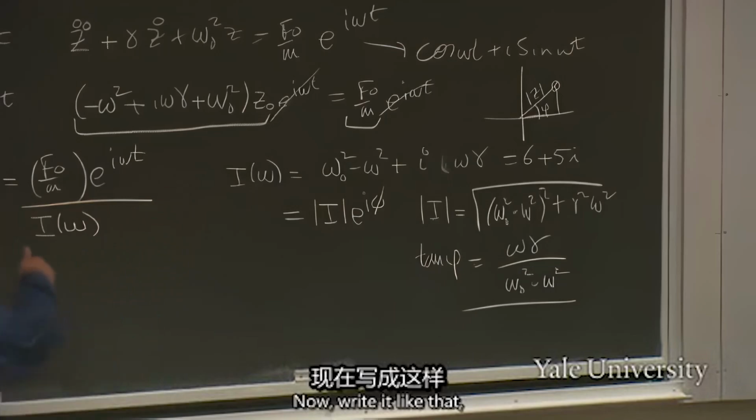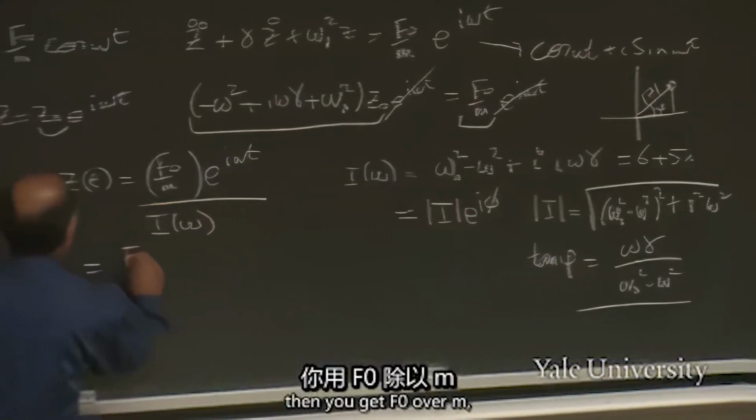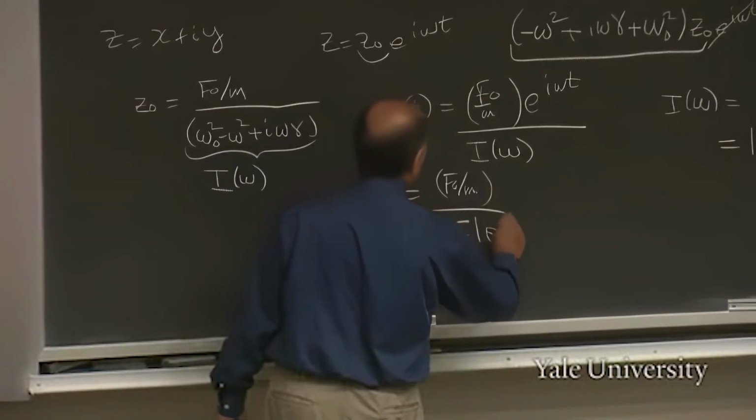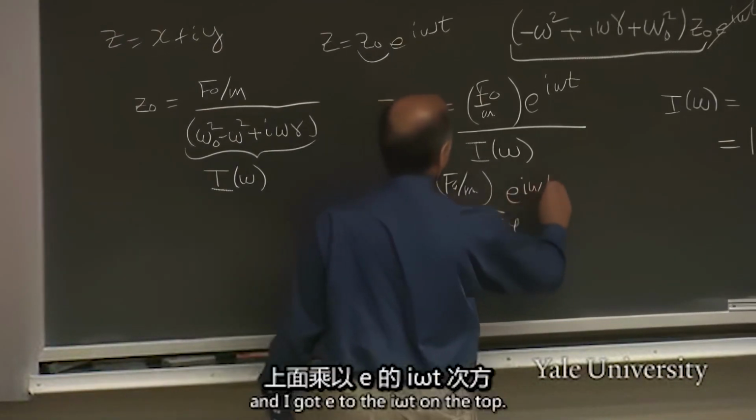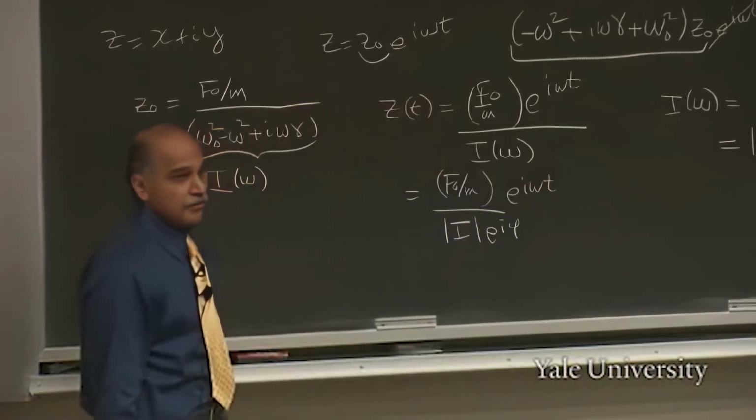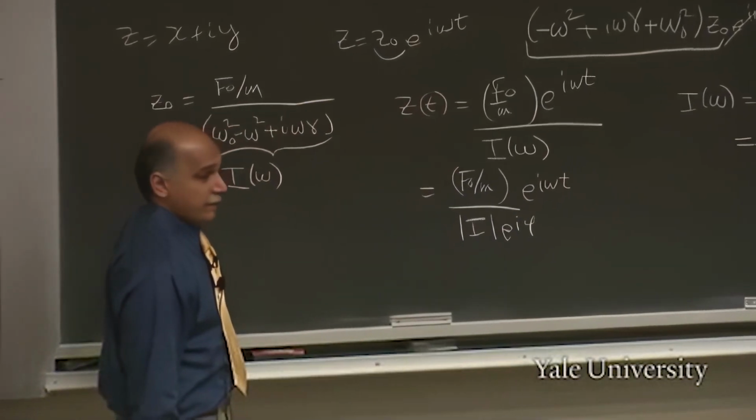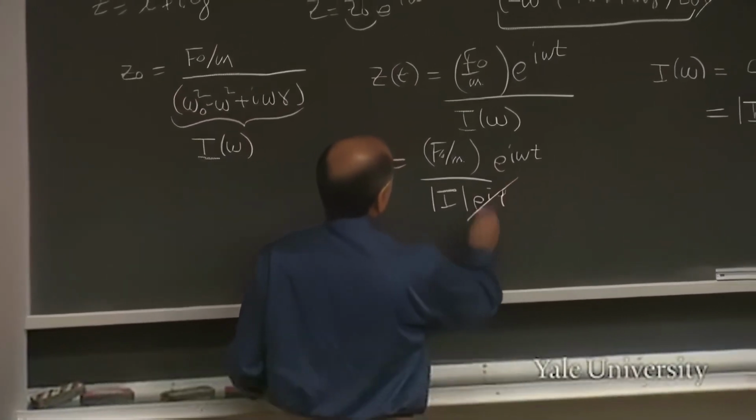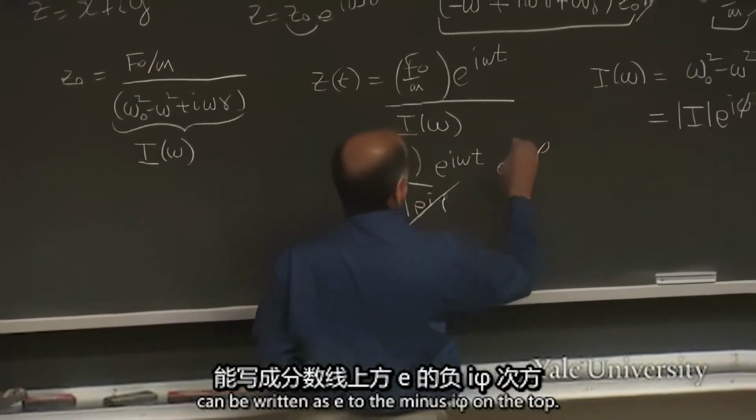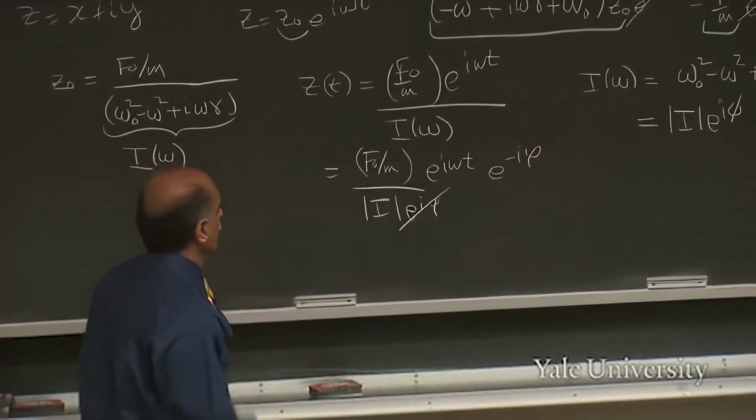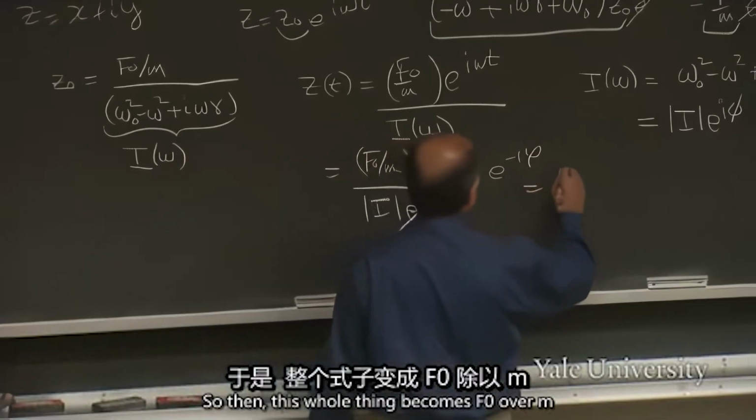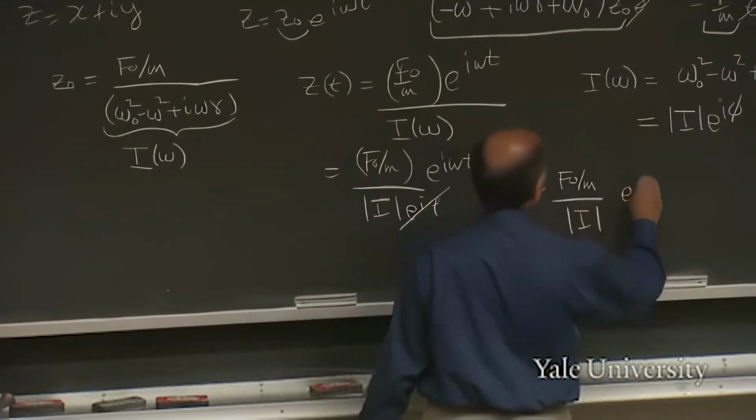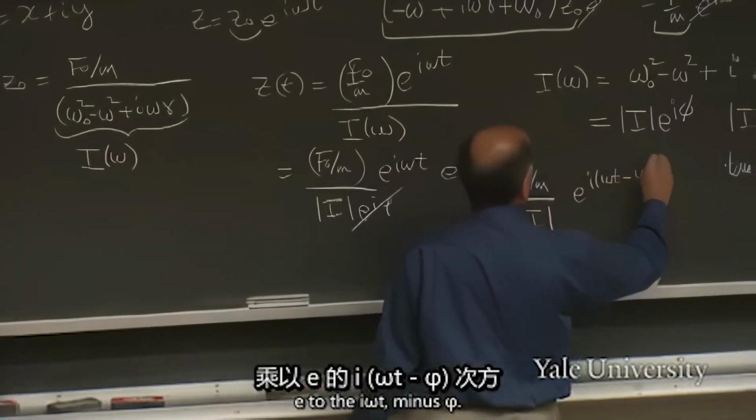Now write it like that. Then you get f0 over m divided by absolute value of I e to the i phi, and I got e to the i omega t on the top. I'm almost there, because e to the i phi in the bottom can be written as e to the minus i phi on the top. So that this whole thing becomes f0 over m divided by the absolute value of I, e to the i omega t minus phi.